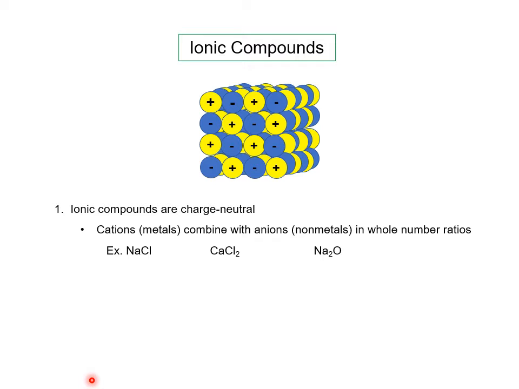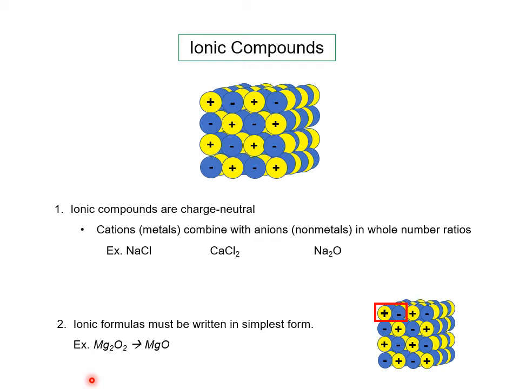And in ionic compounds, the cations, which are usually the metals, combine with anions, which are the nonmetals, in whole number ratios. So we have NaCl, which is 1 Na for 1 Cl, calcium chloride, which is 1 calcium for 2 chlorides, or sodium oxide, 2 sodiums for 1 oxygen. Notice that these are whole numbers. We don't have, for example, half of a sodium with half of a chlorine.